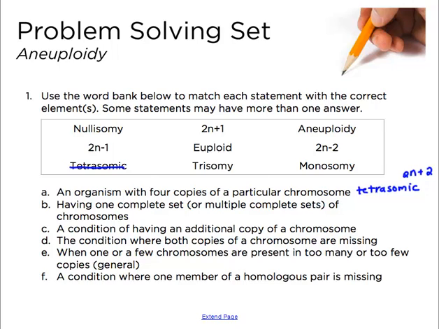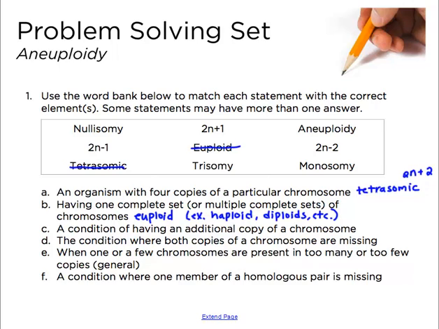B. Having one complete set or multiple complete sets of chromosomes. This is what's known as euploid. So, one complete set can be a haploid. Then humans have 2 complete sets of chromosomes, so we're called diploids. And then there's many other names for organisms that have more than 2 complete sets.